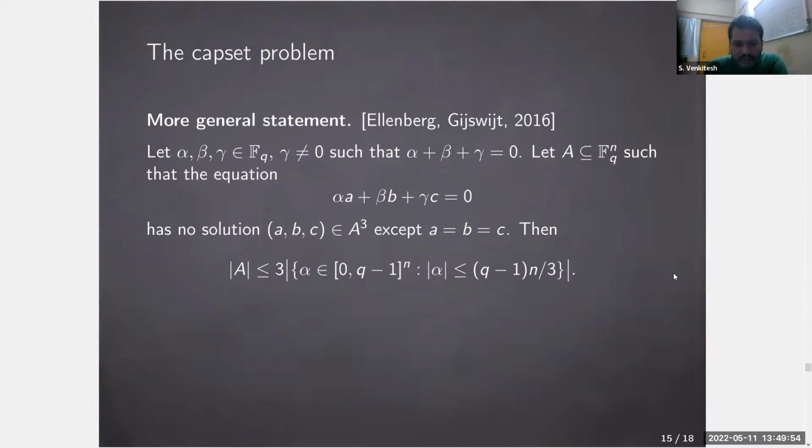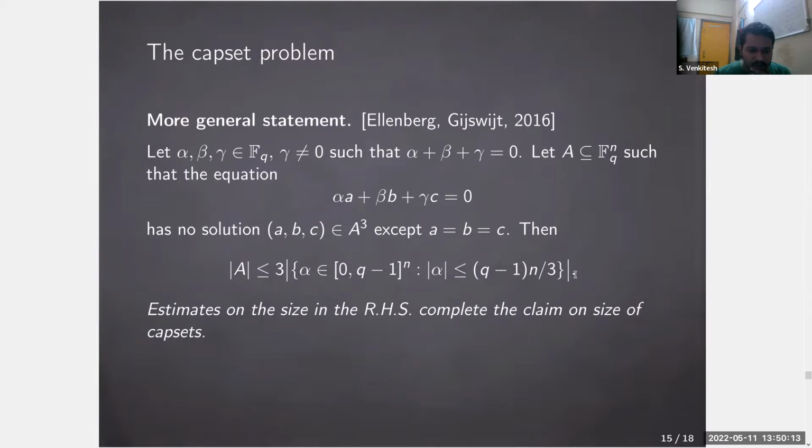So if A is any, let's say more generally, alpha, beta, gamma capset, then the size of A is at most this quantity, 3 times the number of multi-indices where every component is at most q minus 1, and the total degree is at most q minus 1 times n by 3. It's a fairly weird bound, but there is a lot of intuition that goes into this. Estimates on the right hand side will finally give us the answer that we were looking for. The technical result is this: the size of the capset is at most this. This turns out to be little o theta to the n for a suitable theta less than q.